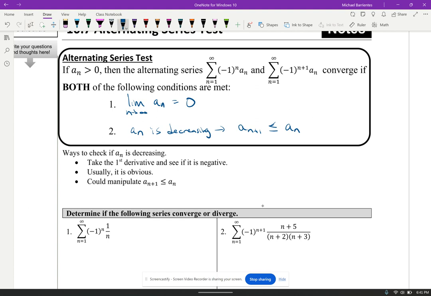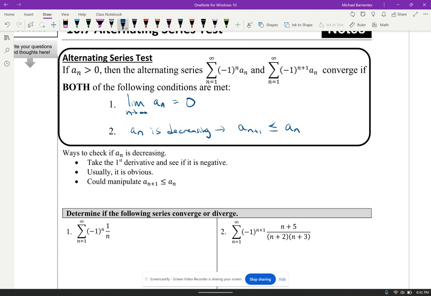Number one, you could take the derivative, because remember we said if you take the derivative and you get a negative derivative value, then the function is decreasing. So I could do that. That could take some time, and depending on the formula, it could be really yucky. Usually, it's obvious that they're decreasing.